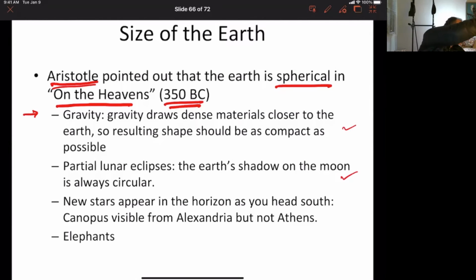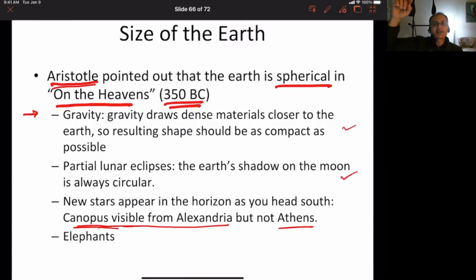So he gave the example of the star Canopus. Canopus happens to be the second brightest star in the sky. The brightest star in the sky is Sirius. And he knew that Canopus is visible from Alexandria, but it's not visible from Athens. So that also seemed to indicate to him that the surface of the earth must be curved. And so these are three solid pieces of logic that he used to conclude that the earth must be spherical.